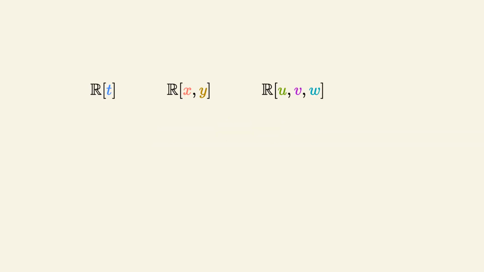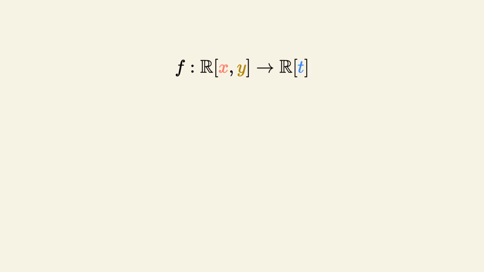Let's talk about real polynomial rings. The elements of a polynomial ring are all the polynomials we can write down over a particular set of variables with real coefficients. We could ask, what are some nice functions between polynomial rings? For example, what are nice functions from R[x,y] to R[t]?